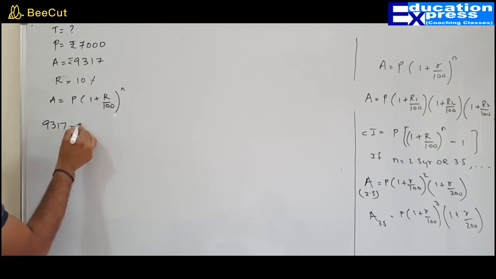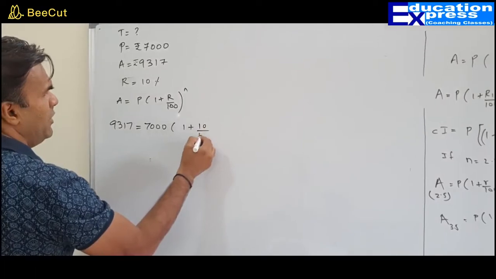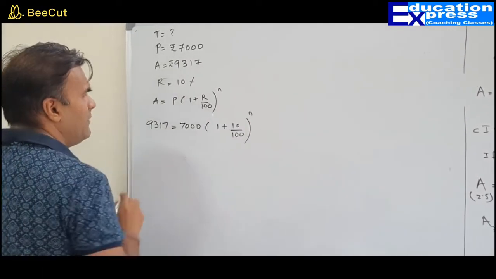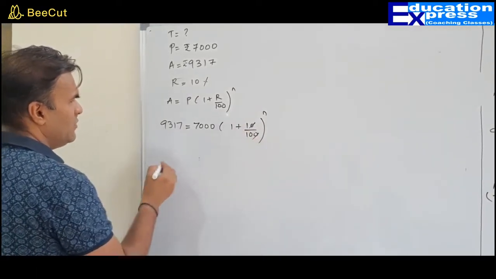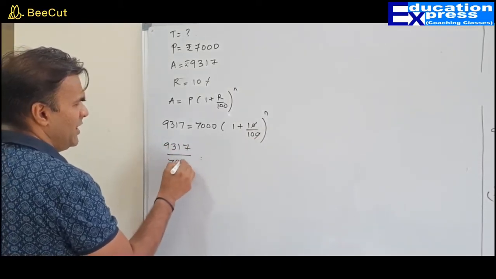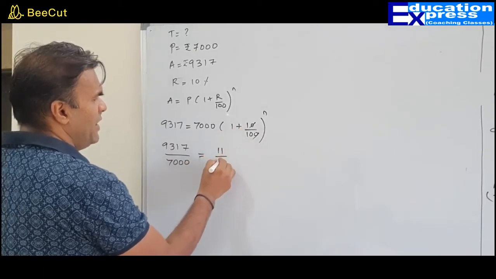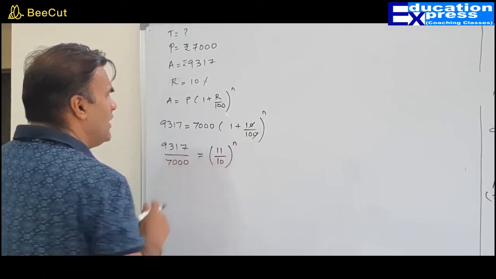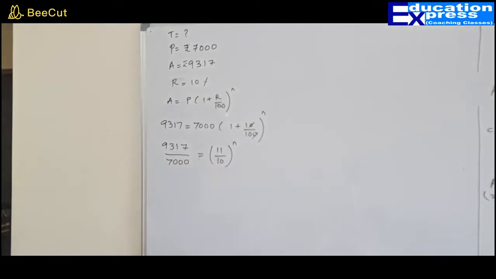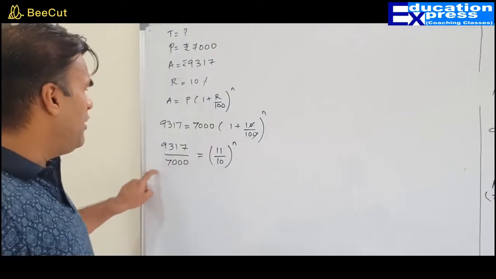9317 equals 7,000 times (1 plus 10 upon 100) raised to n. 0 cancels 0. 9317 upon 7,000 equals (10 plus 1, that is 11 upon 10) raised to n. Now since you know that this is 11 upon 10, even this has to be a multiple of 11 upon 10.